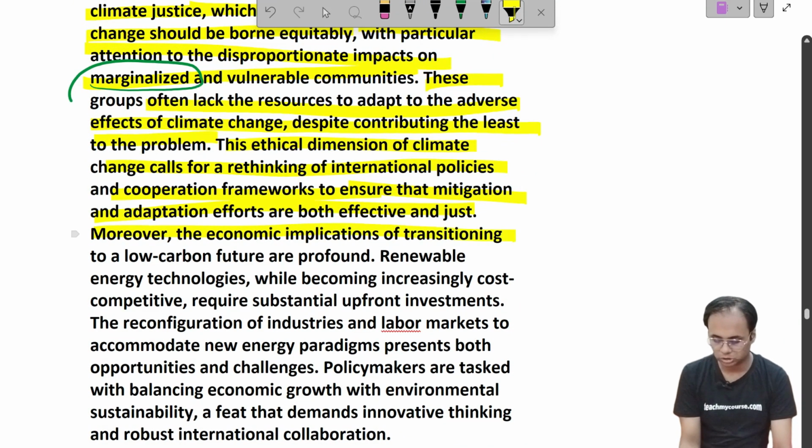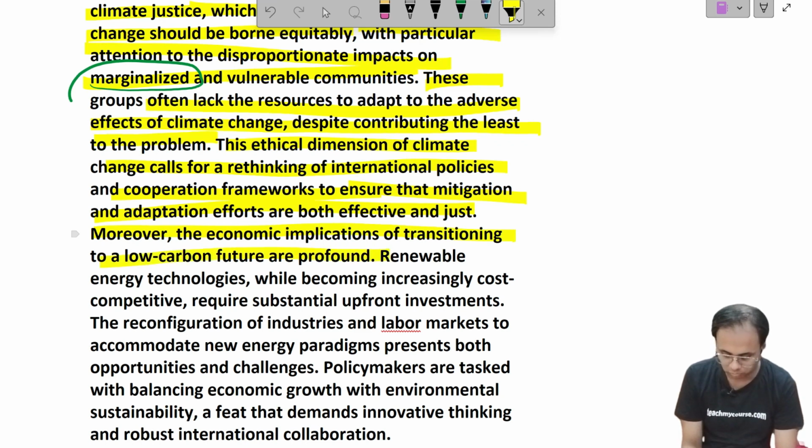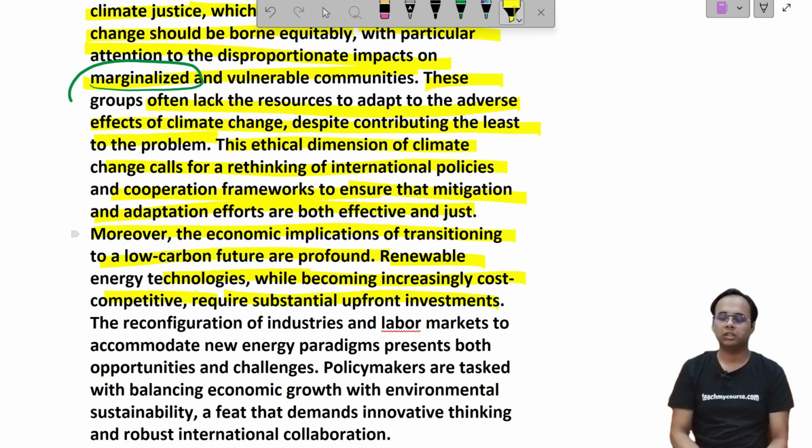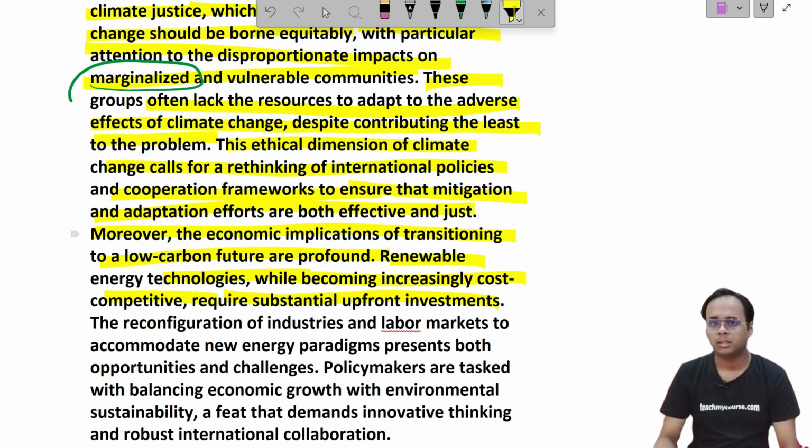Moreover, the economic implications of transitioning to a low carbon future are profound. Renewable energy technologies, while becoming increasingly cost competitive, require substantial upfront investments. Okay, we know that renewable energy transition is a solution, but it is not that cost effective. There has to be a significant initial investment to that. Just think of an EV battery car. Okay, they are generally a lot more expensive than the general cars.